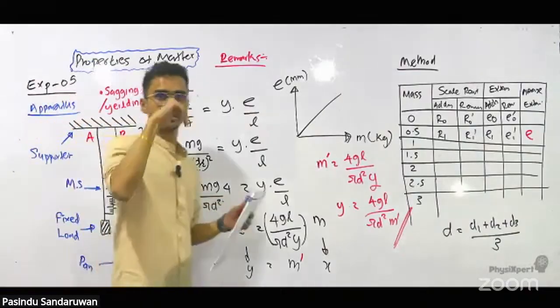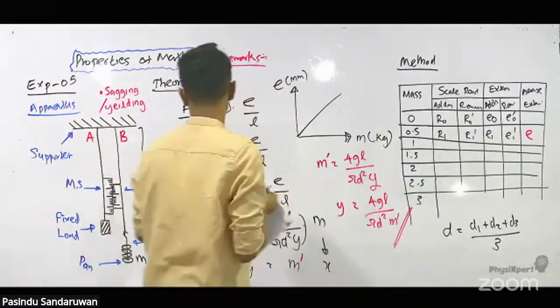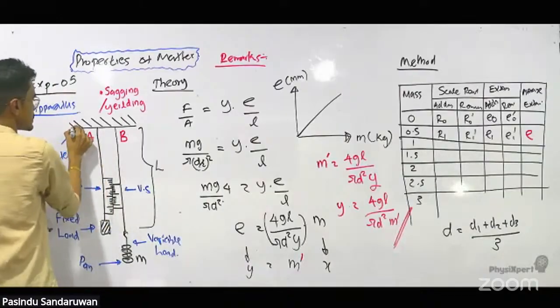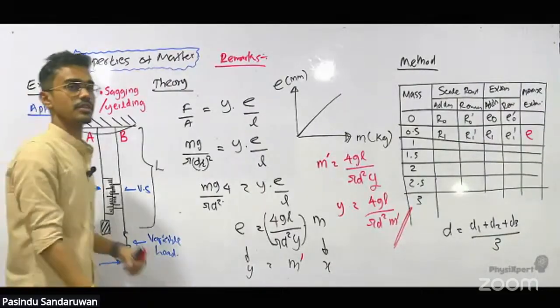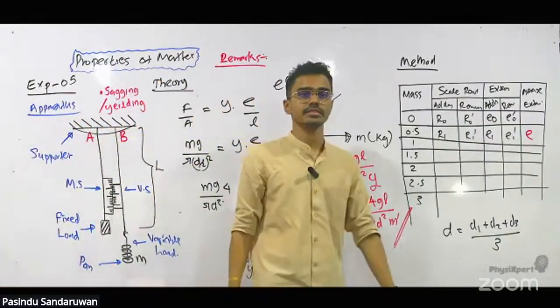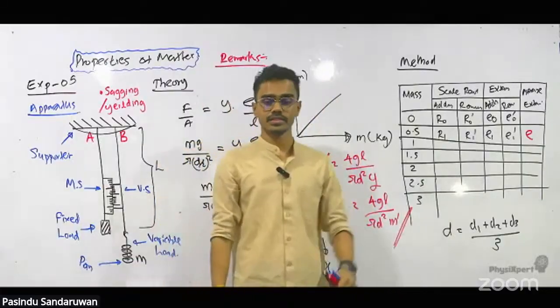You know what sag is, right? It goes like this, that is called sag. Sagging. Errors due to sagging and yielding of the supporter are minimized.